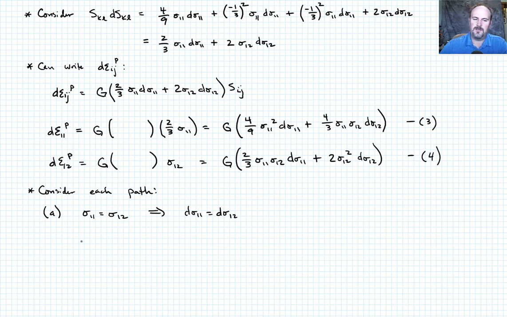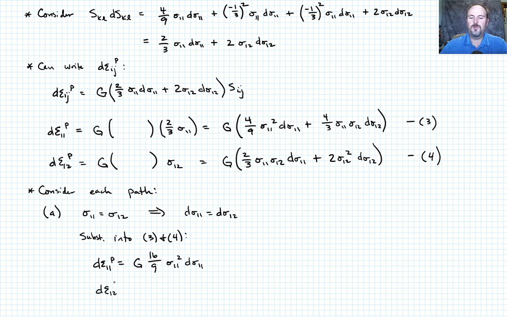And let's just say we can then substitute the above here into 3 and 4, right? And we can find that then d epsilon 1,1 p is going to be equal to, you can plug this in and do the math and find this is g times 16 ninths sigma 1,1 squared d sigma 1,1. And d epsilon 1,2 p is equal to g times 8/3 times sigma 1,1 squared d sigma 1,1. Okay? Let's call that equation 5 and 6.